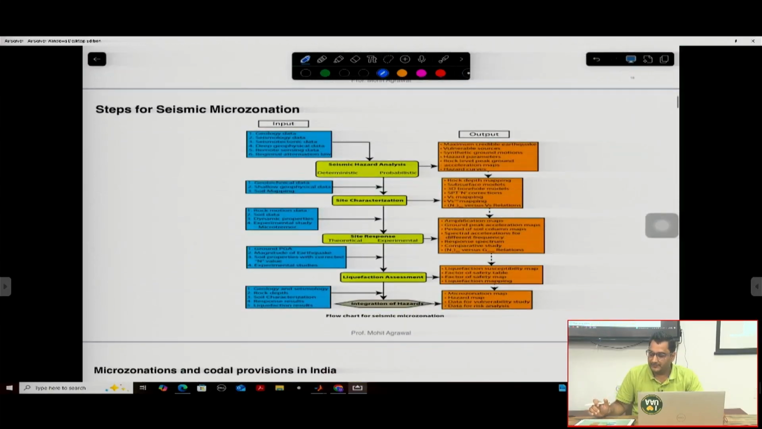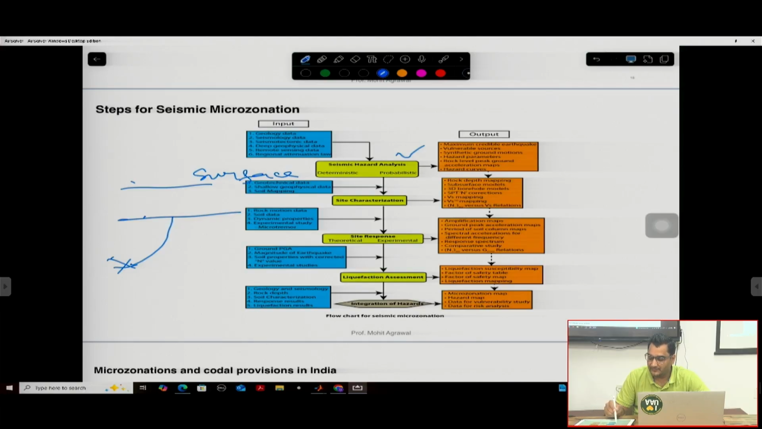These are the steps of the zonation, and if you remember, we did talk about, let's suppose this is the surface you have, and then you have this bedrock, and then you have this earthquake. So the earthquake's energy is coming, and then at the bedrock level you may do your analysis to find out the maps, for the first step of seismic hazard analysis.